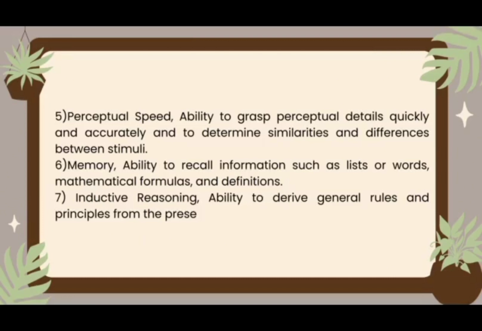The next one is perceptual speed, the ability to grasp perceptual details quickly and accurately and to determine similarities and differences between stimuli. The next one is memory, the ability to recall information such as lists of words, mathematical formulas, and definitions. And the last one is inductive reasoning, the ability to derive general rules and principles from the presented information.